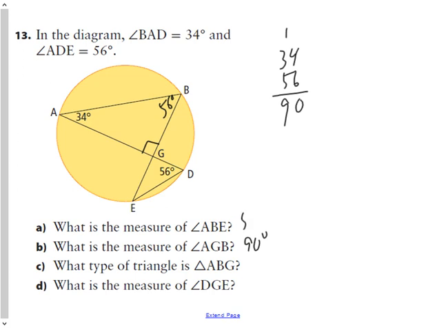I'll put 56 degrees here. With that known, what type of triangle is ABG? And the answer for that is it's a right triangle because it contains a 90-degree angle.